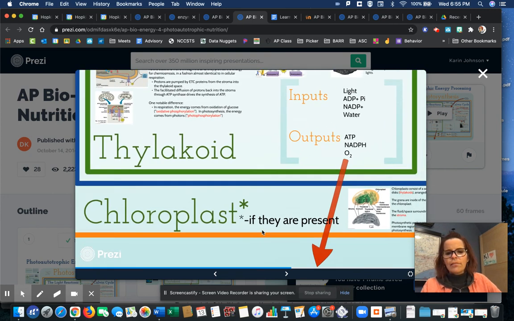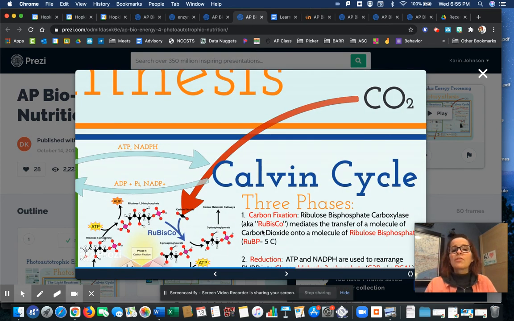Okay, so now, let me go back here. Now we're going to start bringing in carbon dioxide. This is called carbon fixation. And this is where we're going to take a low energy molecule, carbon dioxide, and we're going to start putting them together to build a high energy molecule like glucose.